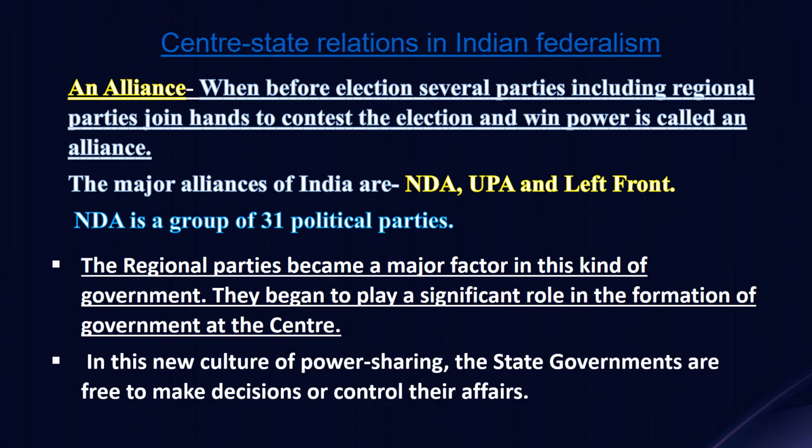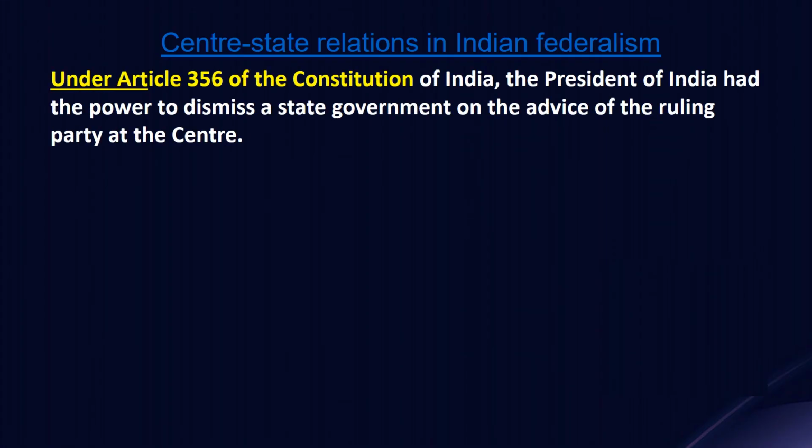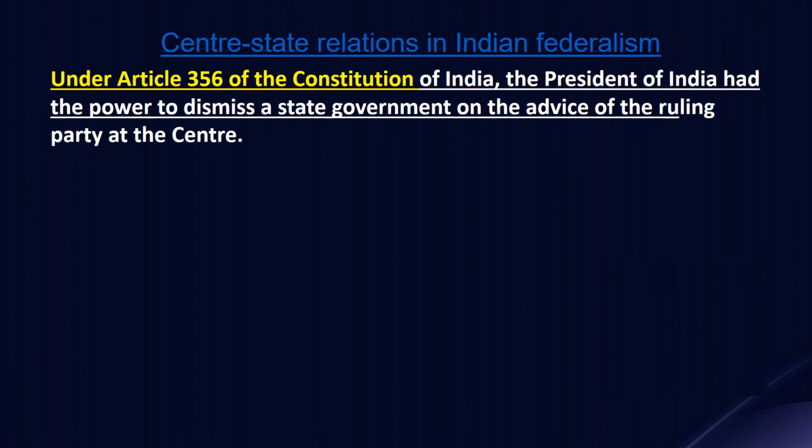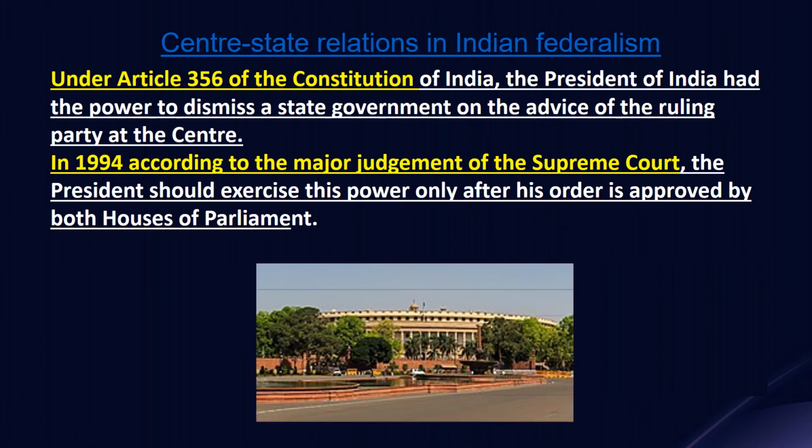And this was also supported by a major judgment of the Supreme Court. Under Article 356 of the Constitution of India, the President of India had the power to dismiss the state government on the advice of the ruling party at the center. But in 1994, according to the major judgment of the Supreme Court, the President should exercise this power only after his order is approved by both the houses of the Parliament.